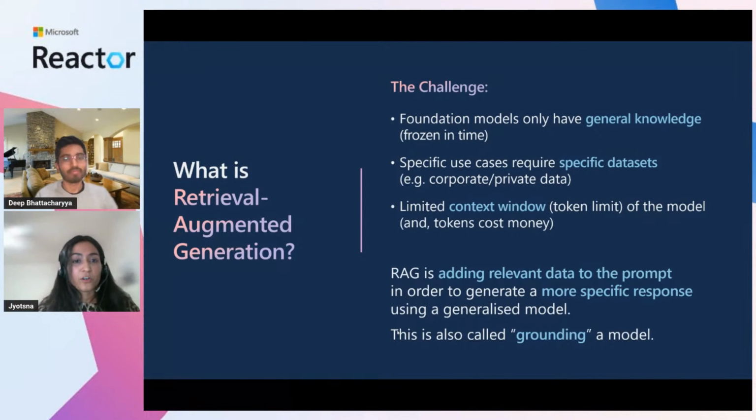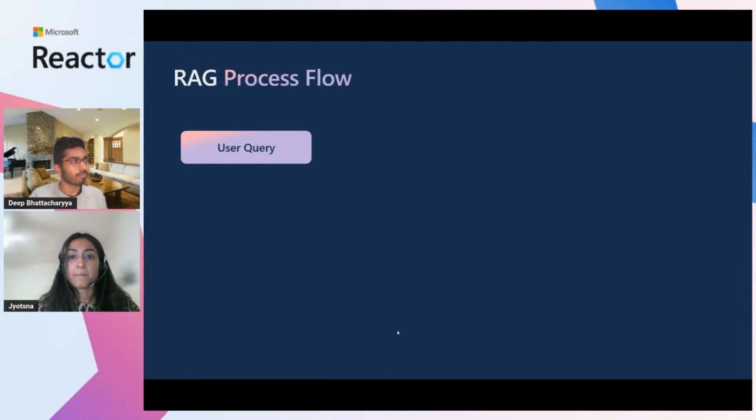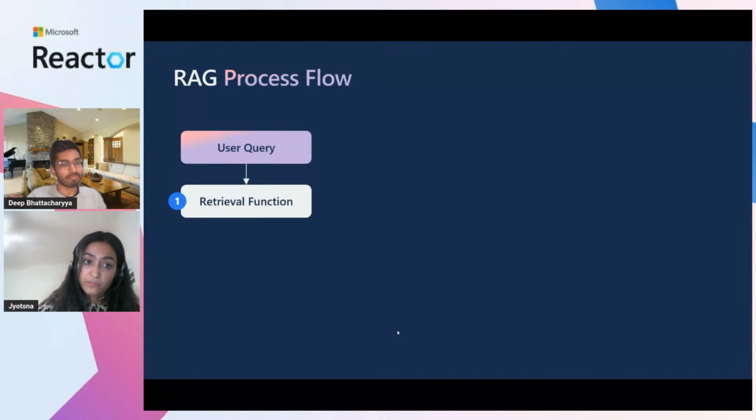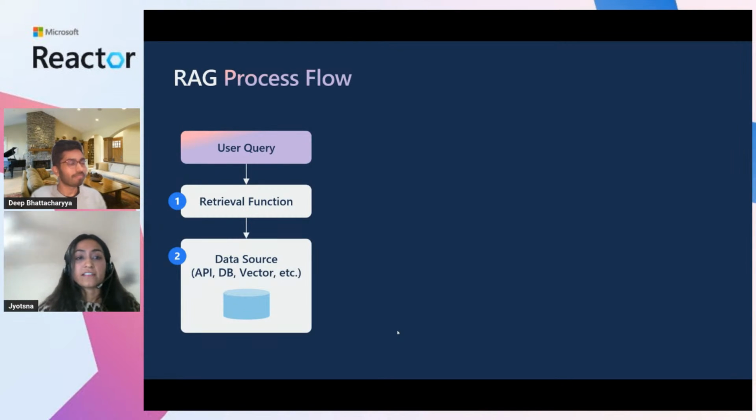So now, in order to solve this problem, this is where RAG comes in and adds that extra layer of relevant data to the prompt in order to generate a more specific response using a generalized model, also called grounding a model. So in the next slide, let's walk through exactly what the RAG process looks like. So again, at the top here, we can see it starts off with a user query that talks to the retrieval function. Now, the role of this function is to retrieve specific data based on that query. It fetches it from the data source, which could be an API or a database or a vector.